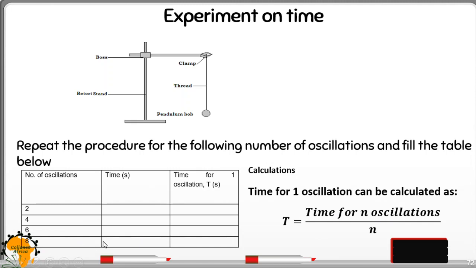For instance, if you get that the time taken for 8 oscillations is 20, to get the time for 1, you just need to get 20 divided by 8. That way you are able to get the time for a single oscillation.